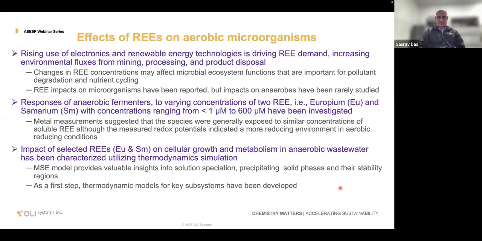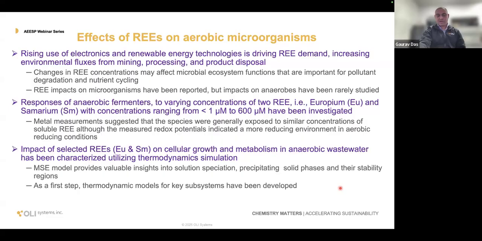While the impacts of rare earths on microorganisms under aerobic conditions are well studied and reported, the effects of those under anaerobic conditions are yet to be fully established. In this regard, this research has been conducted, especially investigating the effects of europium and samarium, two adjacent rare earths, at different concentrations ranging from very low, less than a micromolar, to 600 micromolar, on anaerobic fermenter bacteria.